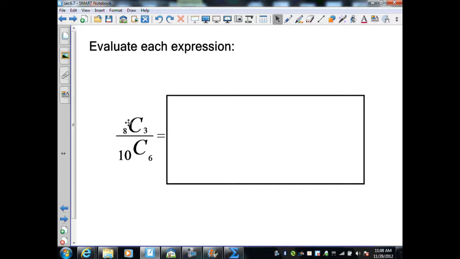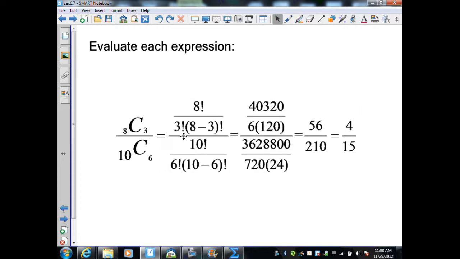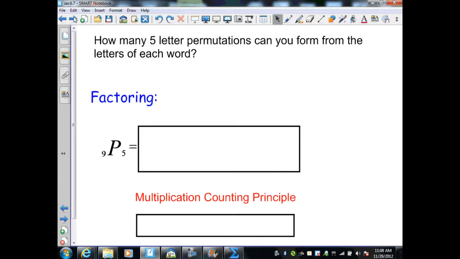Here, I have a combination dividing a combination, and I want to evaluate the expression. All I'm going to do is substitute the top combination into its factorial, the bottom combination into its factorial, simplify, find the solution for each, and then simplify that. And when I do that, I'm going to get 4/15.